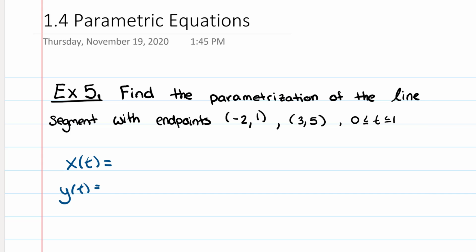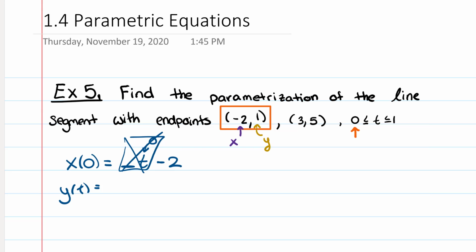Now when we start, our t value is going to be 0, and this is going to be our starting point. So remember that the -2 represents x, and the 1 is going to represent our y. So when I plug in 0 for t, I better get whatever this is, something times t minus 2, because if I put a 0 here, this whole first term is just going to go away. That's how I know I have this -2 here.